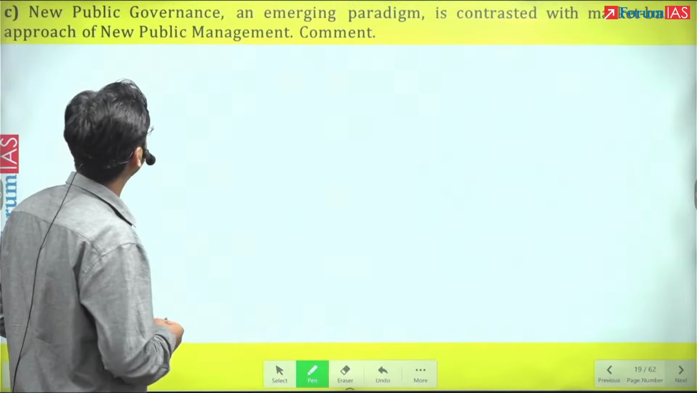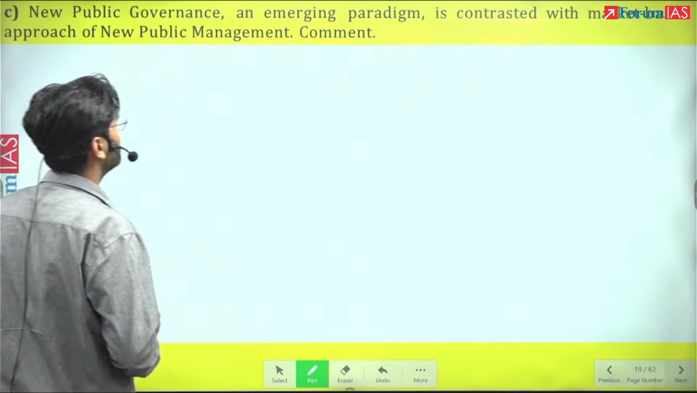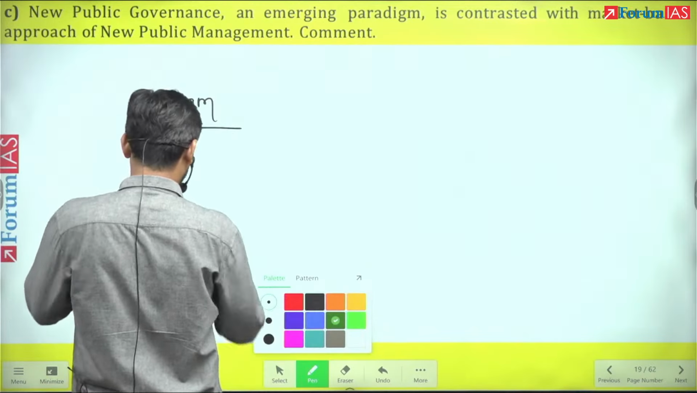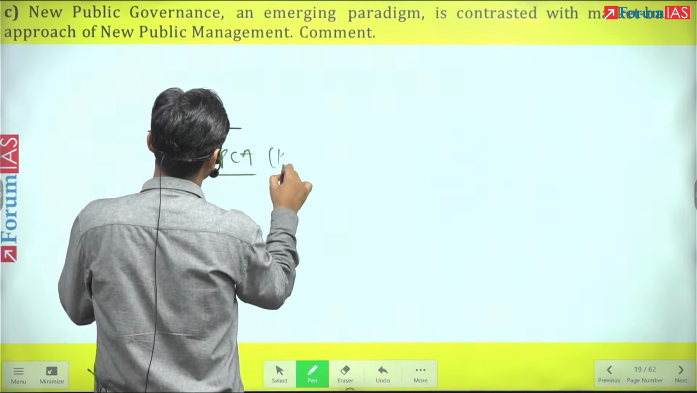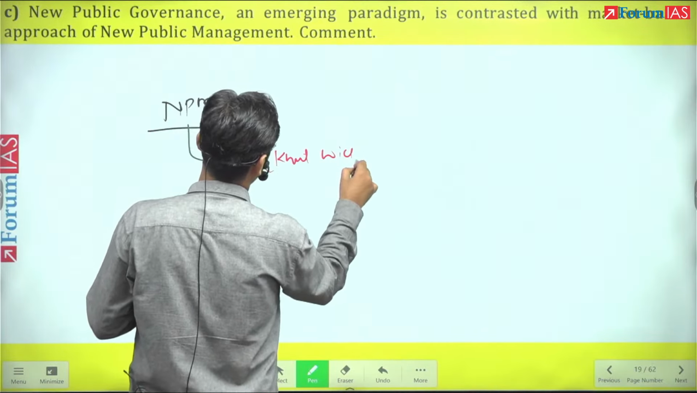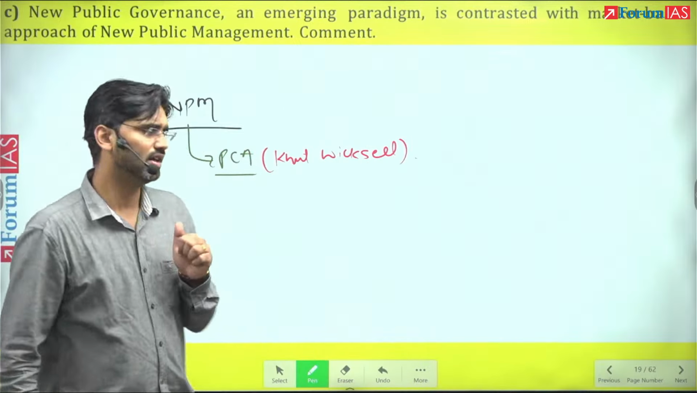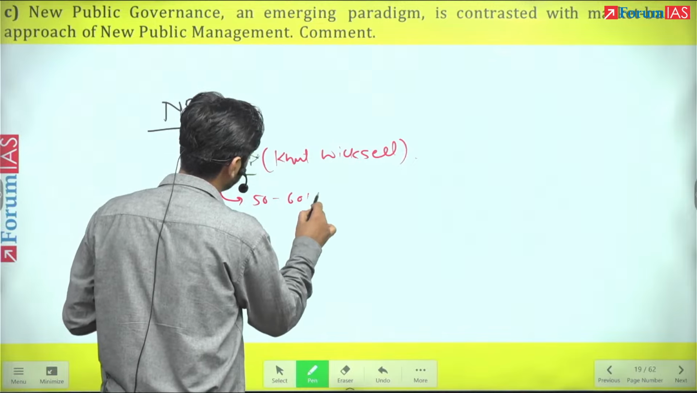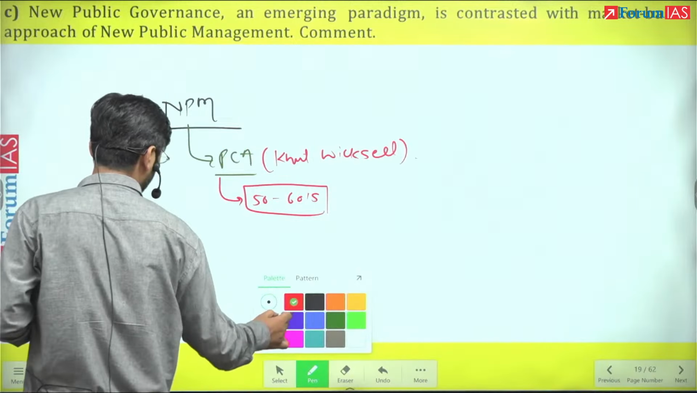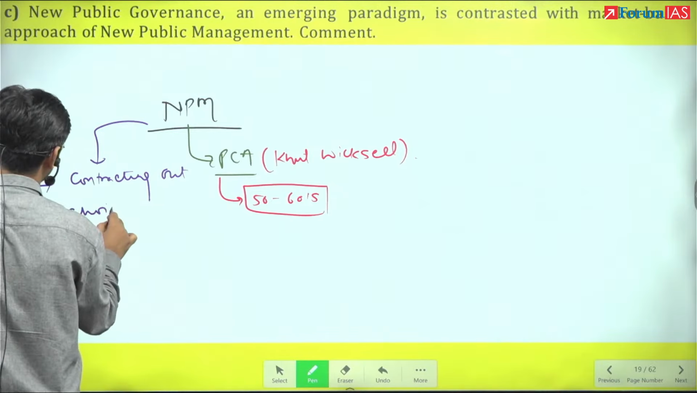New public governance, an emerging paradigm, is contrasted with the work-based approach of new public management. This new public management came from the public choice approach, from Thomas Hobbes's philosophy, then Knut Wicksell, a Swedish economist. Then we see slowly, from the 50s to the 60s, how this theory developed in economics as public choice theory. It focuses on contracting out the services and on promoting choice.